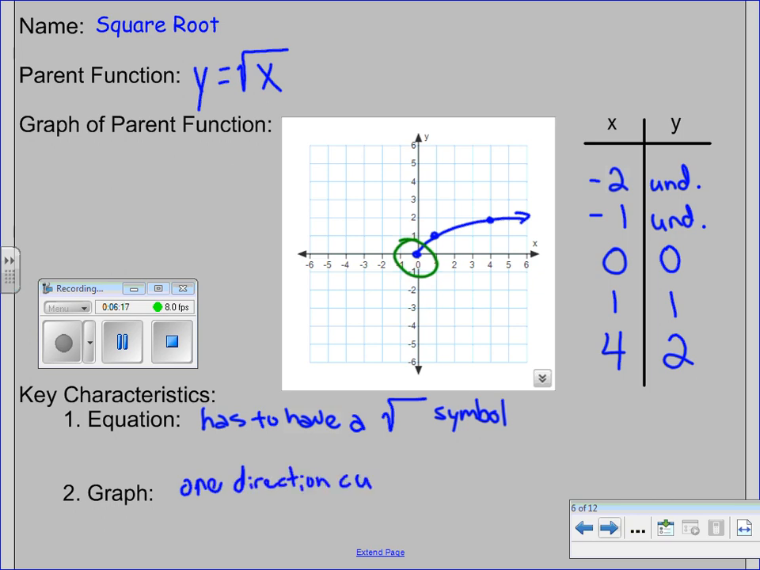Some people say it kind of looks like an eyebrow. I like to think that it looks kind of like the square root symbol in a way. I mean, minus this part, but you kind of see that curve going on in your graph.